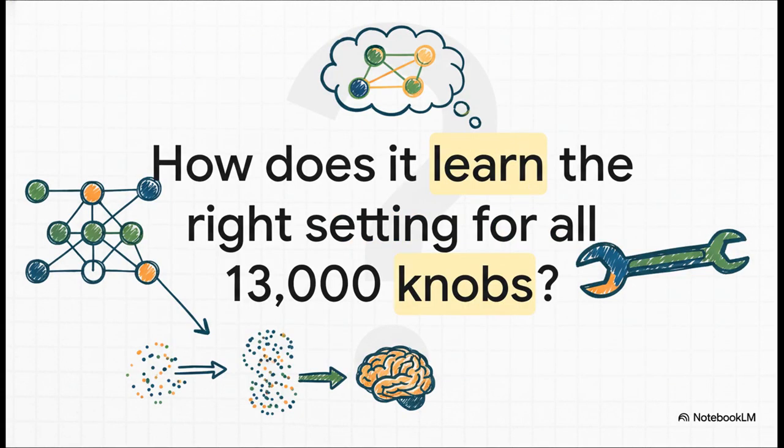So here we are. We've built the machine. We understand its structure, the layers, the neurons, the weights, the biases. We know it has 13,000 knobs that we can turn. But that brings us to the biggest, most important question of all. How do we teach it which way to turn them? How does a computer possibly figure out the perfect setting for all those thousands of knobs just by looking at data? Well, that process, that's called training. And that's a story for our next explainer.